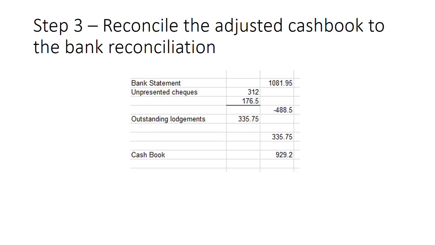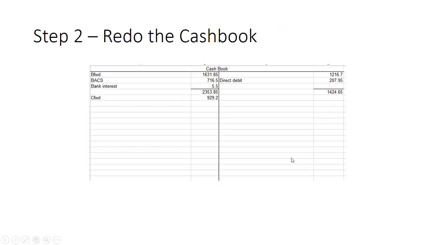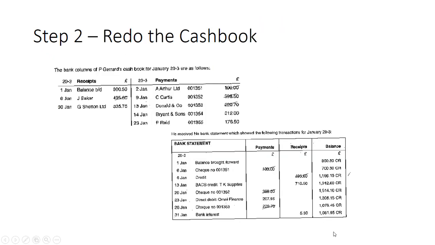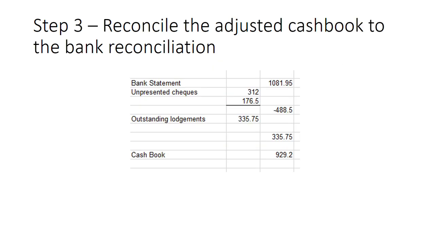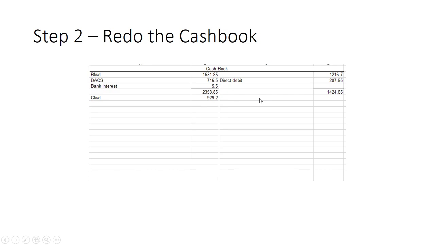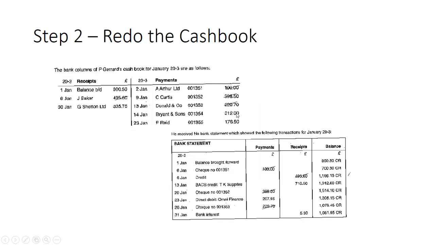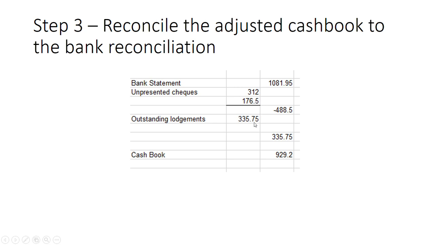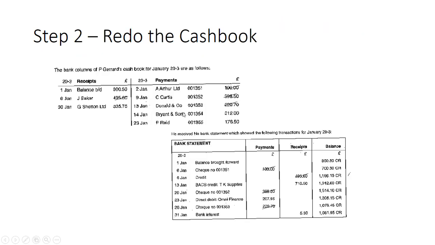Okay, so this is what the bank reconciliation should look like. Here's our cash book figure at the bottom, which is there. We've got the bank statement figure here, which was 1,081 and 95 pence credit, and so that would be a debit figure, which is there. Here are our unpresented checks, which we hadn't ticked off. And here are our outstanding lodgements, which is here.